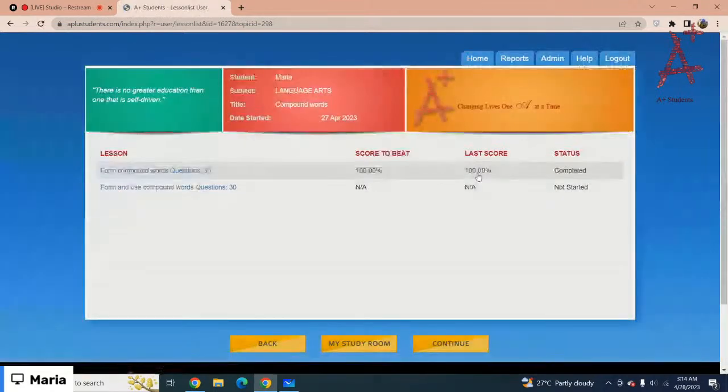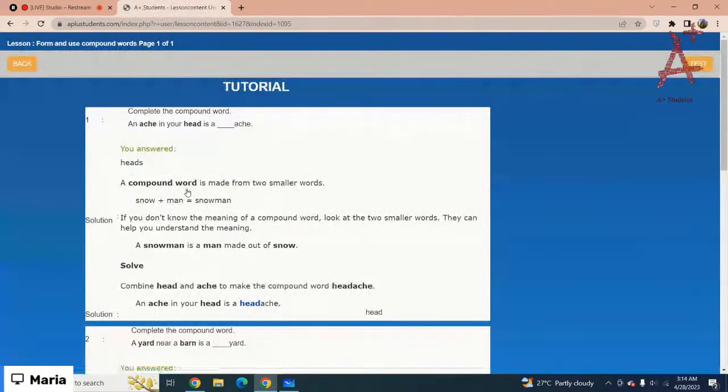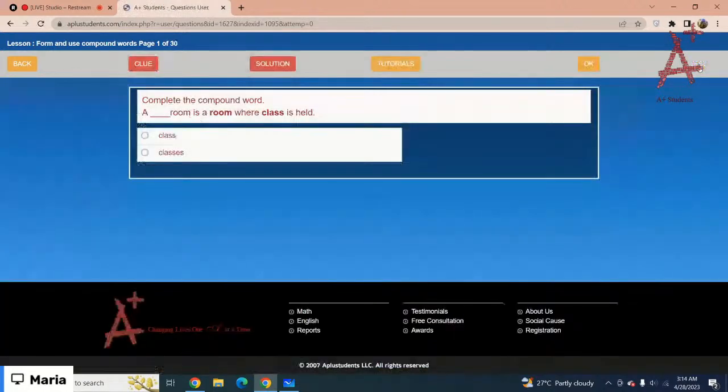The next lesson is form and use compound words. So let's just start with the next lesson. Okay, complete the compound word. An ache in your head is a headache. So you have to complete these two words. Let's just start with the practice question. A dash room is a room where class is held. So which is the correct option?